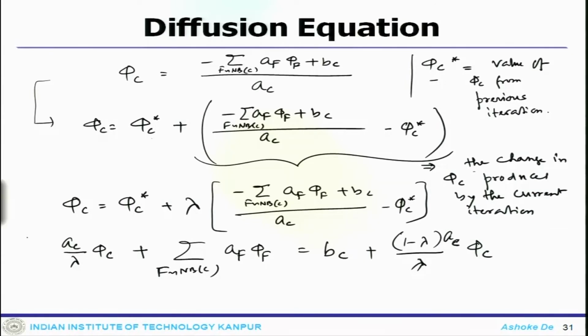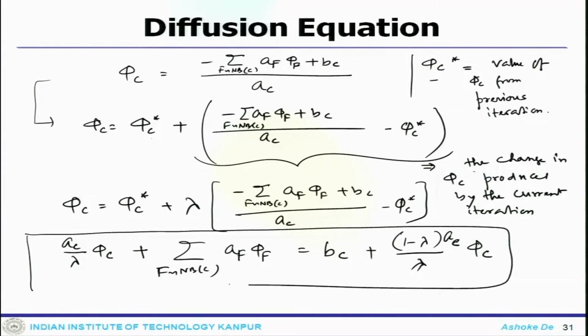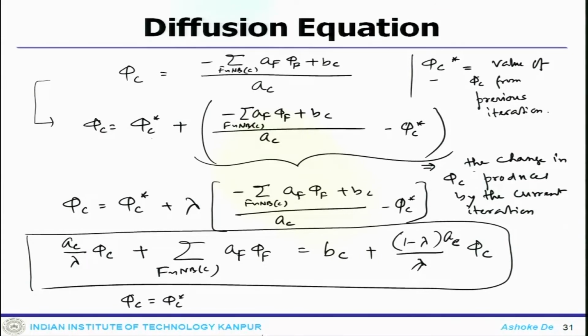Now, here you get an expression which one has to look at carefully. At convergence, phi_C actually becomes phi_C star when the system is converged. So, if you have converged, then phi_C equals phi_C star, and the solution becomes independent of the relaxation factor lambda which is used. You can see this from this equation.